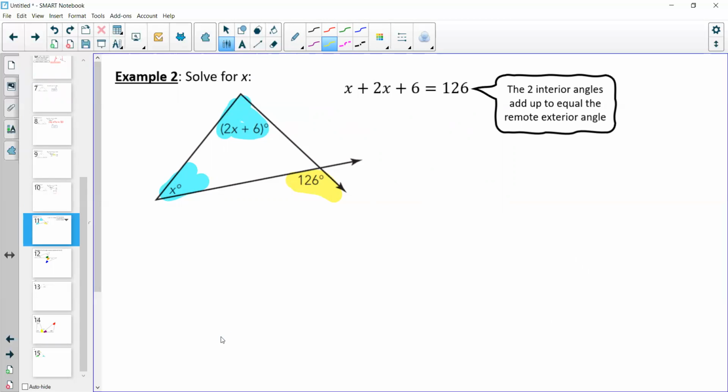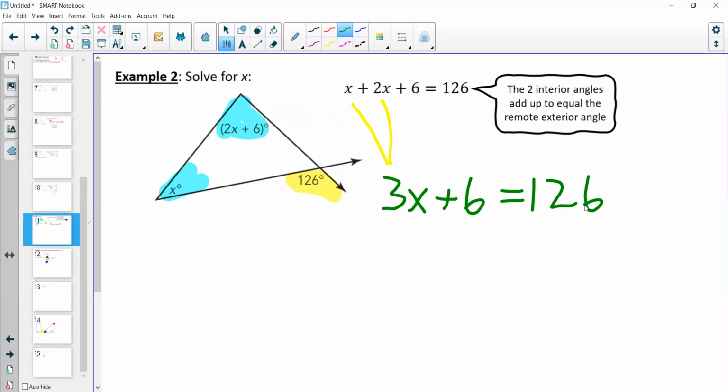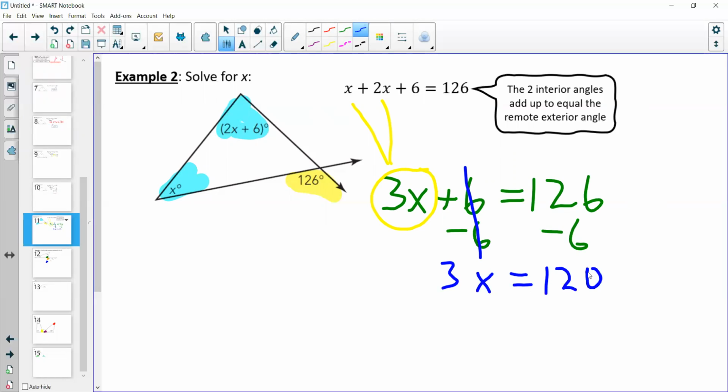So let's combine like terms. I'm going to take the x and the 2x, combine them together, I get 3x plus 6 equals 126. Subtract 6 from both sides because I know that I want to keep my variable term. These cancel, and I'm left with 3x equals 120. And then finally, I will divide both sides of the equation by 3 to get my solution, x equals 40.